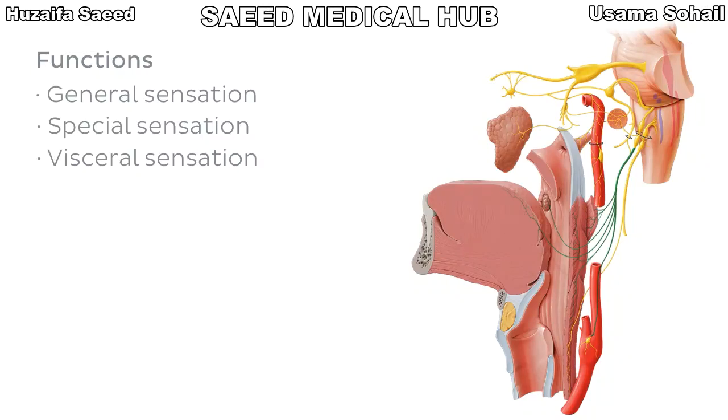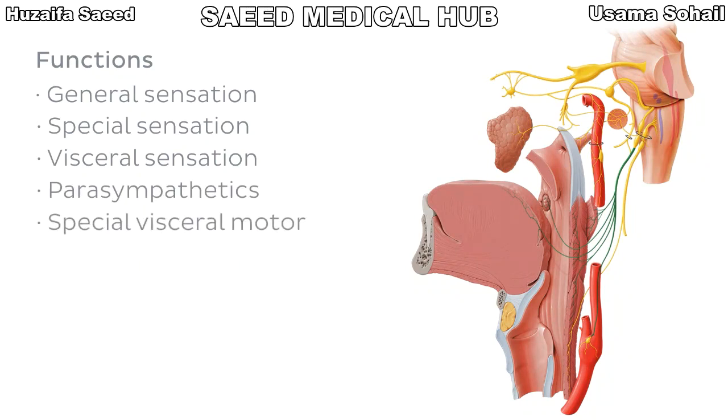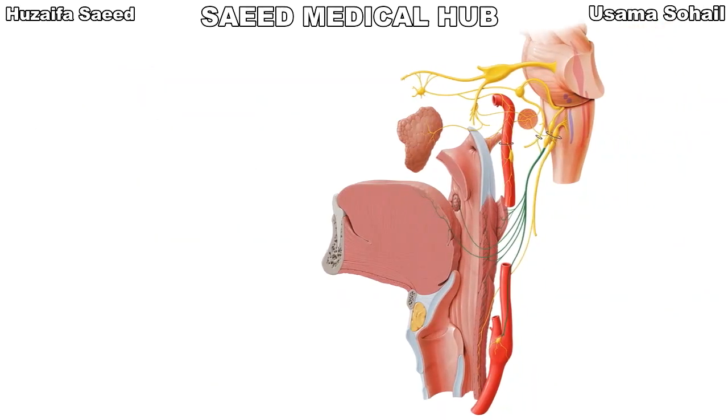There are also other components: motor from the parasympathetics, and finally, special visceral motor function. Throughout this tutorial, we will discuss the anatomy of the glossopharyngeal nerve associated with each of these functions, so keep that in mind as we move on.